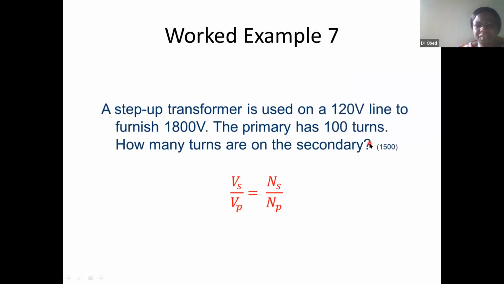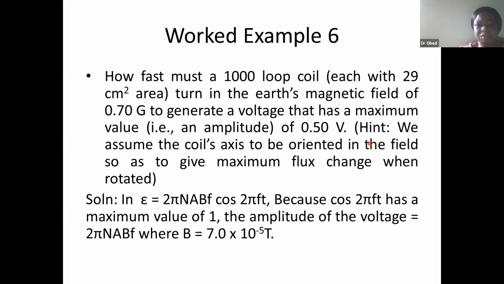So we go and take this other question. This one says, how fast must a 1000 loop coil, each with 29 centimeters squared area, turn in the Earth's magnetic field of 0.7 Gauss to generate a voltage that has a maximum value, that is an amplitude, of 0.50 volts? The hint is that we assume the coil's axis is oriented in the field so as to give maximum flux change when rotated.